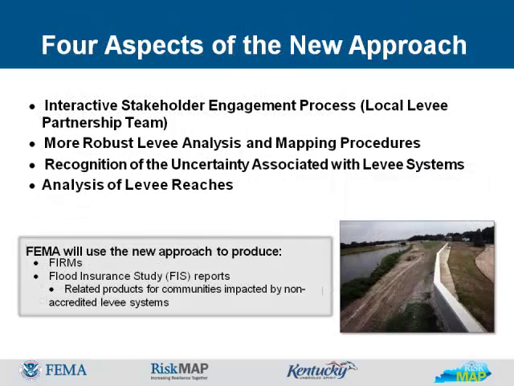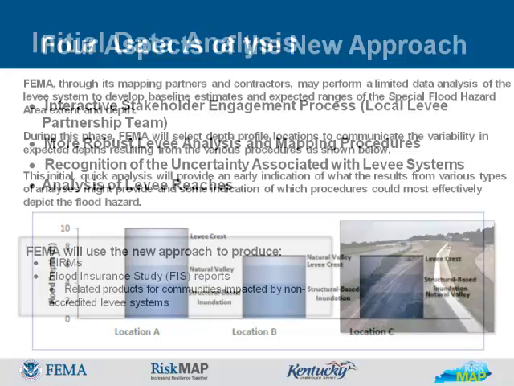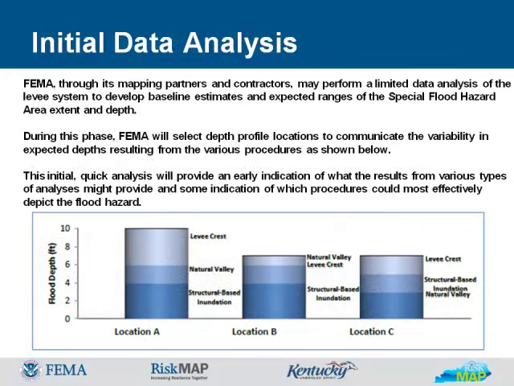There are four aspects to the new approach: interactive stakeholder engagement process, including a local levee partnership team, a more robust levee analysis and mapping procedure, recognition of the uncertainty associated with levee systems, and analysis of levee reaches. FEMA, through its mapping partners and contractors, may perform a limited data analysis of the levee system to develop baseline estimates and expected ranges of the special flood hazard area extent and depth.